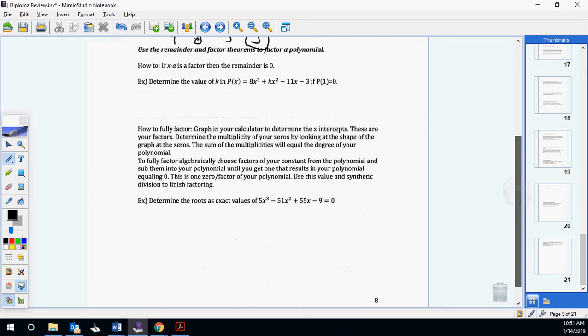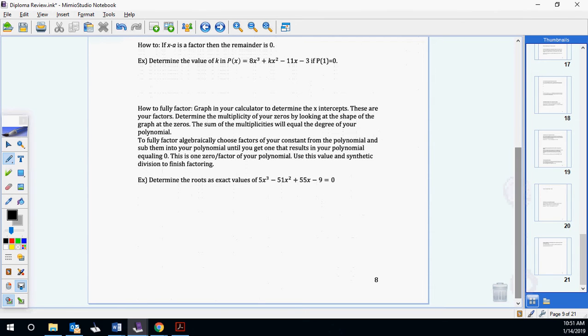So then if we go further here, we're using remainder and factor theorems to factor polynomials, so how to use x minus a as a factor when the remainder is 0. It says determine the value of k in p of x if p of 1 is 0. This is where you use synthetic division and solve for the missing variable, because it's telling you a 0. This means that when you plug 1 in, you get a 0. So if I put 1 here, it's going to be 8, k, negative 11, negative 3, and I know I should get a 0 here.